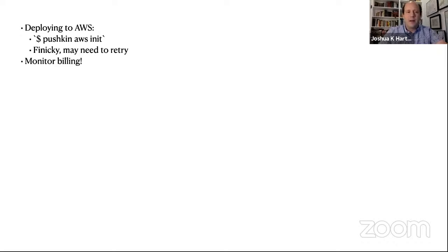I'll get back to monitor billing in a second. If you need to start over, you'll want to delete not your local copy, but the copy in the cloud, the AWS deploy. And we wrote a command for that, Pushkin AWS Armageddon. You usually have to run this one twice.